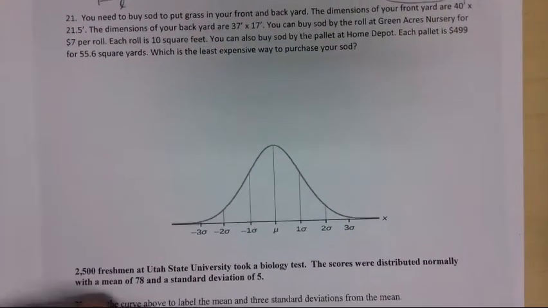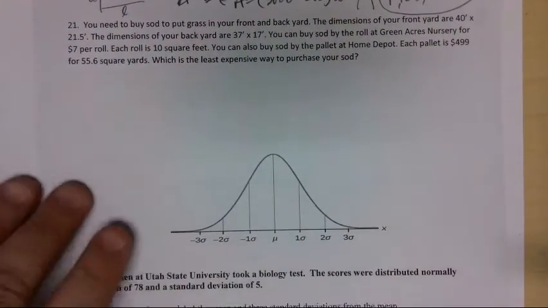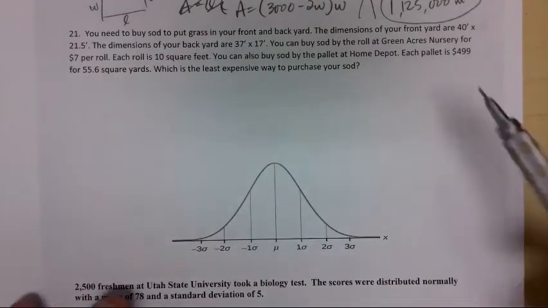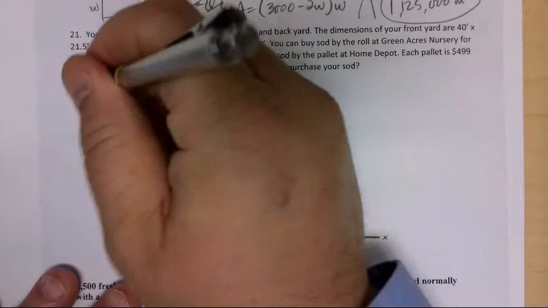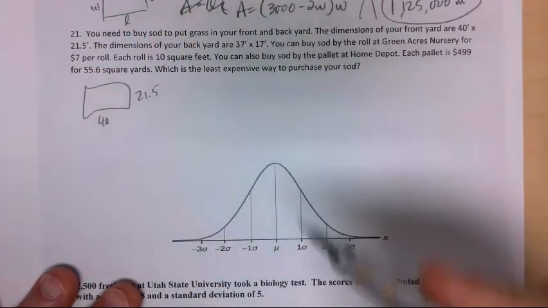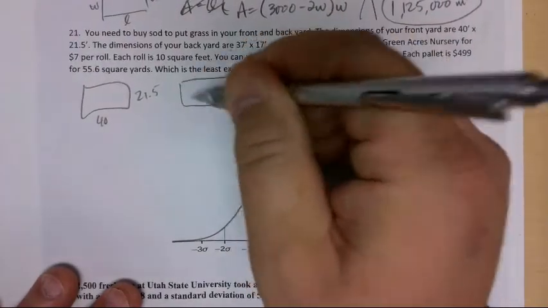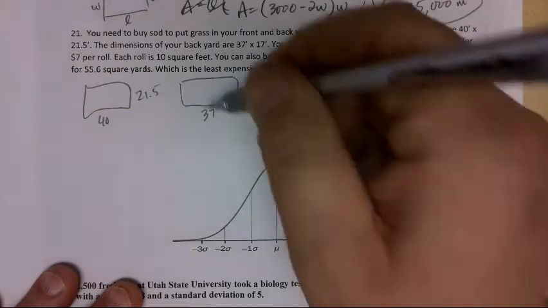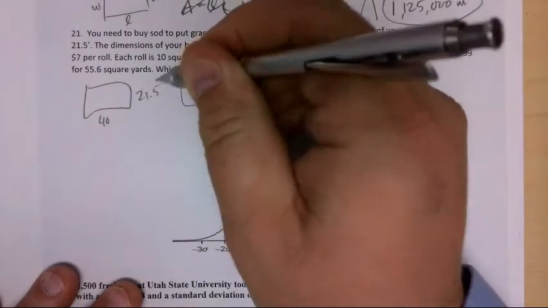Okay. Now on to some, oh, look at this. I need to buy sod. Put my front and backyard. The dimensions of your front yard are 40 by 21.5. So 40, 21.5. Dimensions of my backyard are 37 by 17. They're only giving me 2 dimensions, so I'm assuming they're rectangles or something like that.